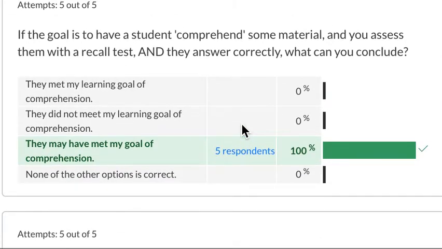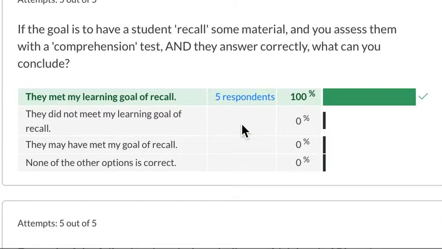In this case, this is the whole idea, thinking of the weights. If I have a comprehension goal and I assess with a recall task, basically, I want them to lift 50 pounds, but I'm only asking them to lift 10. People who can lift 10, maybe they can lift 50, but I'm not sure. Students or people who can't lift 10, well, there's no way they can lift 50.